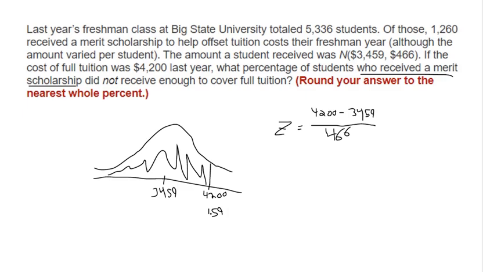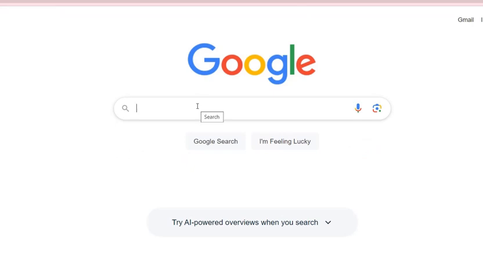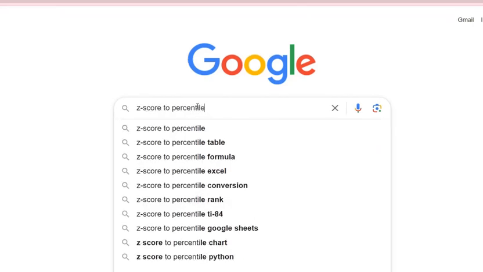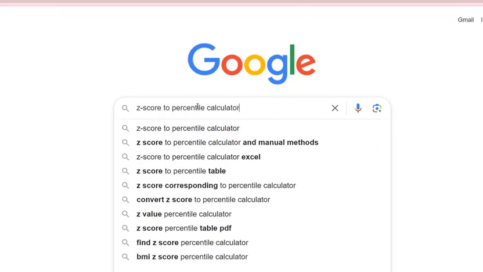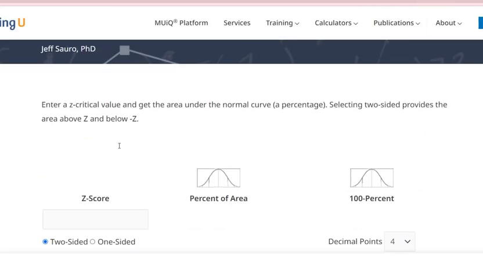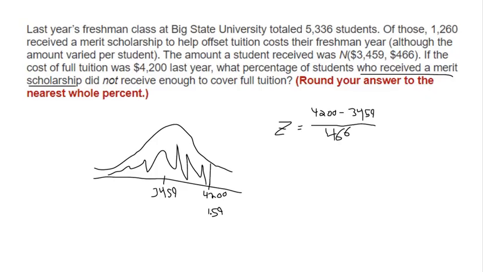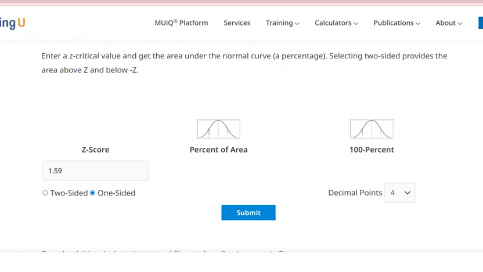Okay, next you want to go to Google and find a z-score to percentage calculator. So z-score to percentile calculator. Let's try the first one that comes up. This one works great. Our z-score was 1.59 roughly. And I want to choose one-sided because look, the area we're trying to find is one-sided. It would be two-sided if you were calculating something called a confidence interval, which we'll do soon.